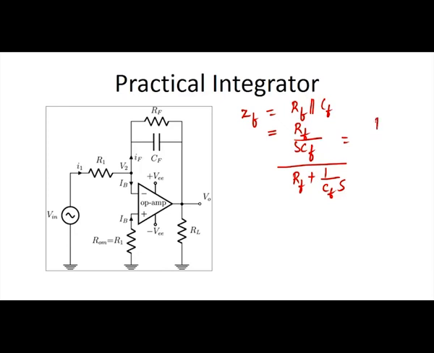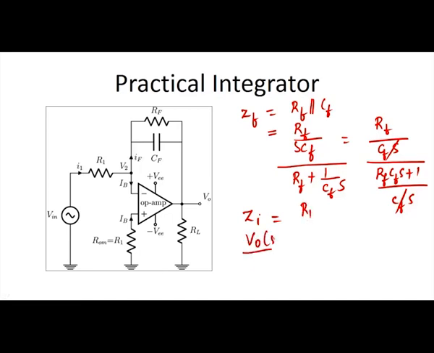This is simplified as RF by CFS divided by RF CFS plus 1 by CFS. These two terms will get cancelled. So ZF will now be RF by 1 plus RF CFS. And what is ZI? That is the input impedance. Input impedance is just R1. So now you can write the output in terms of S domain, output divided by the input in terms of S. This is actually minus ZF by ZI.